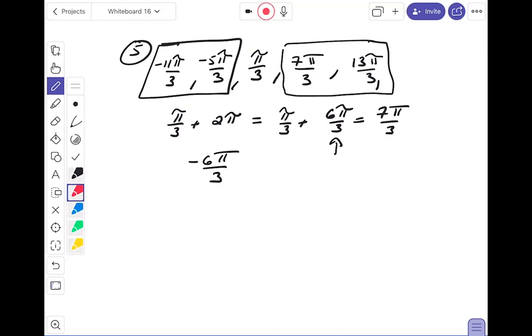Let me get my little red pen out, see if that's the answer listed. I'm seeing the 7 pi over 3, 13 pi over 3. I'm seeing the minus 5 pi over 3 and the minus 11 pi over 3. There's an infinite number of other answers. However, we try to stay close. And I really mean that. All right, let's go to number 6 now.